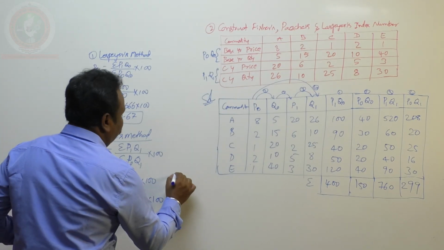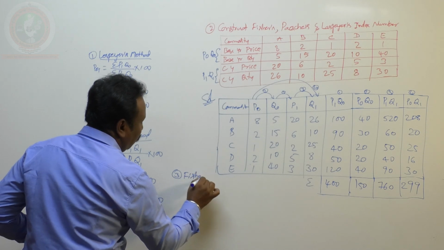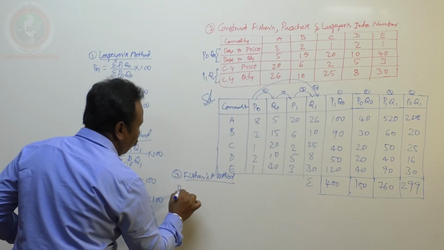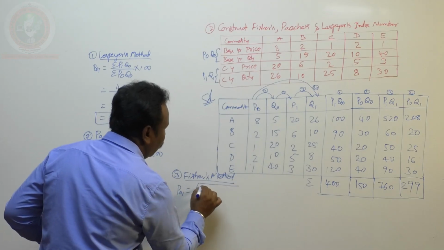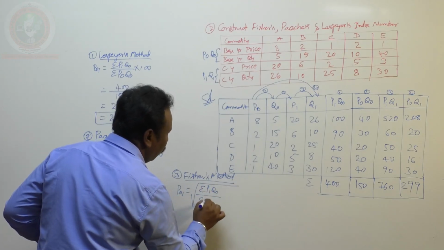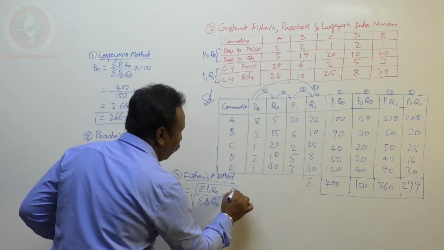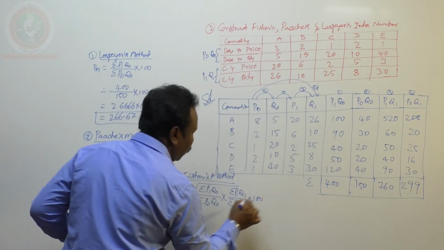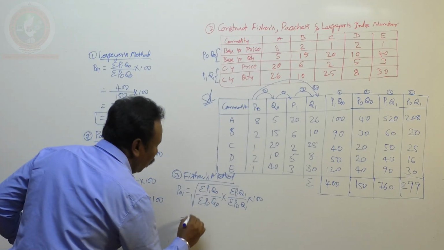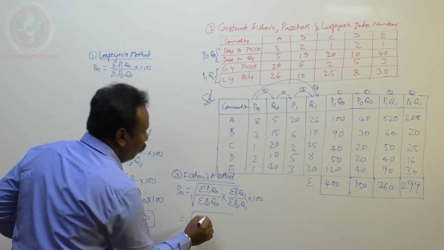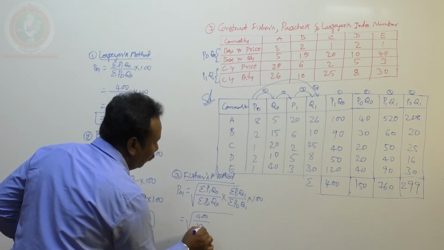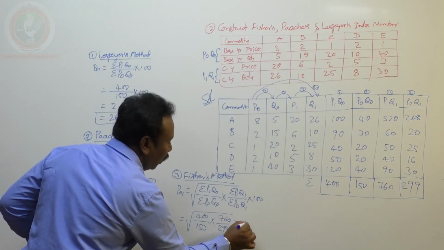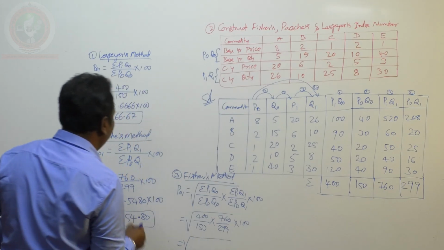Now under Fisher's method, P01 equals the square root of sigma P1 Q0 divided by sigma P0 Q0 into sigma P1 Q1 divided by sigma P0 Q1 into 100. This is the formula. Now the square root of 400 divided by 150 into 760 divided by 299 into 100. Simplify this.